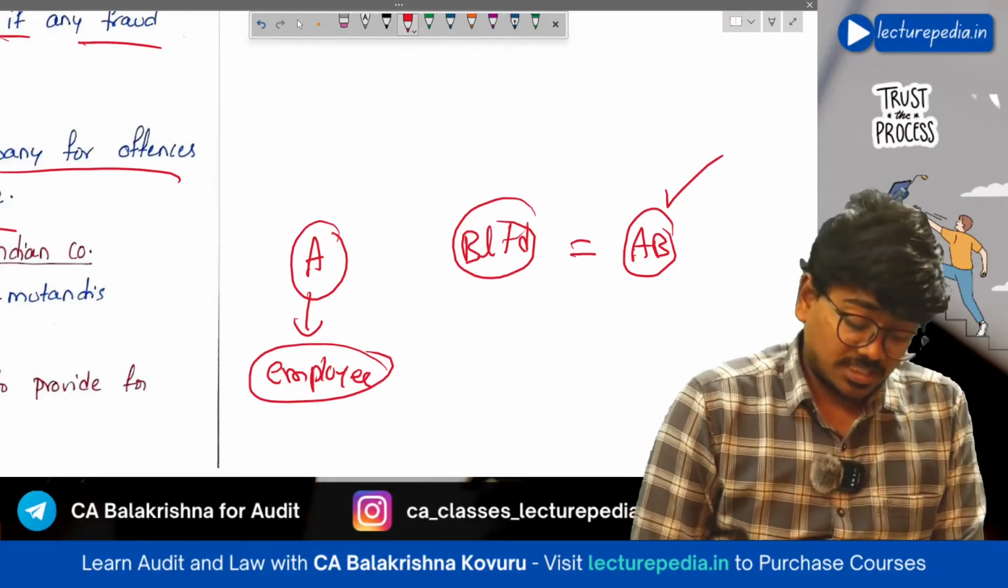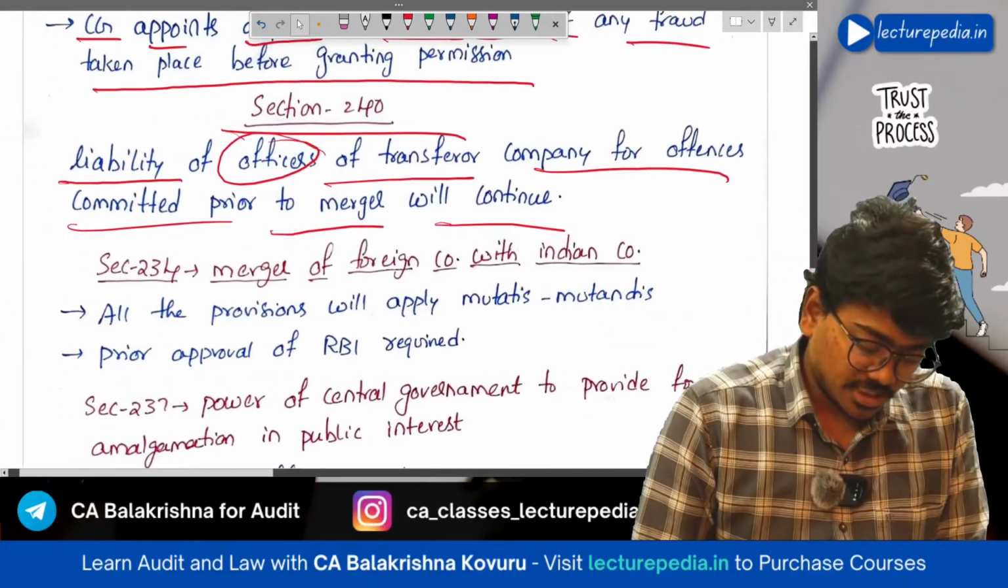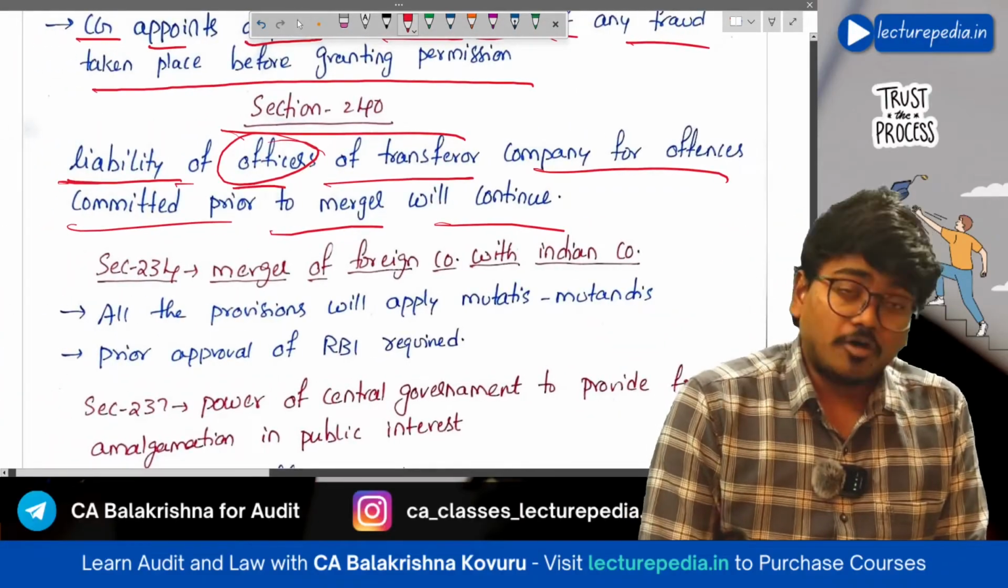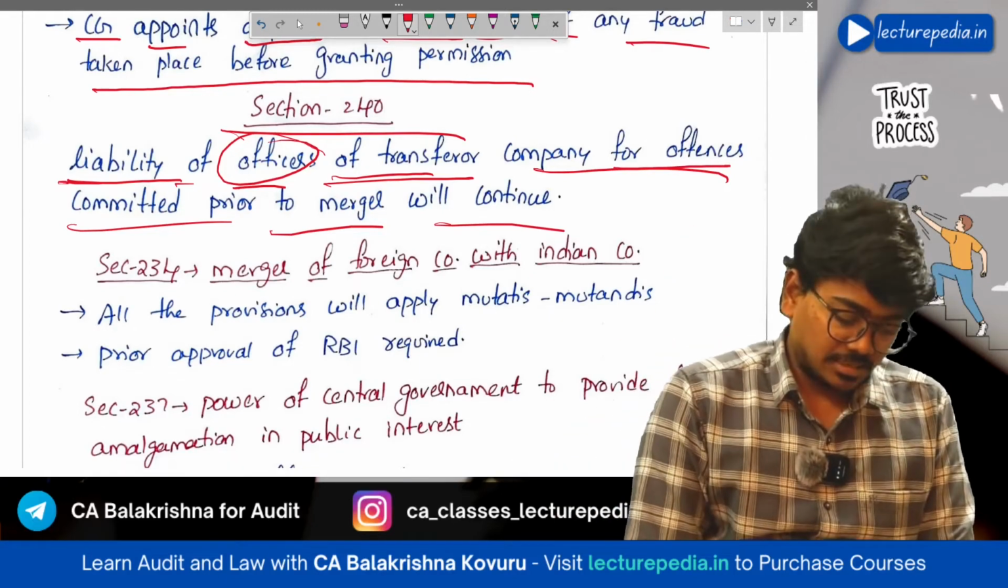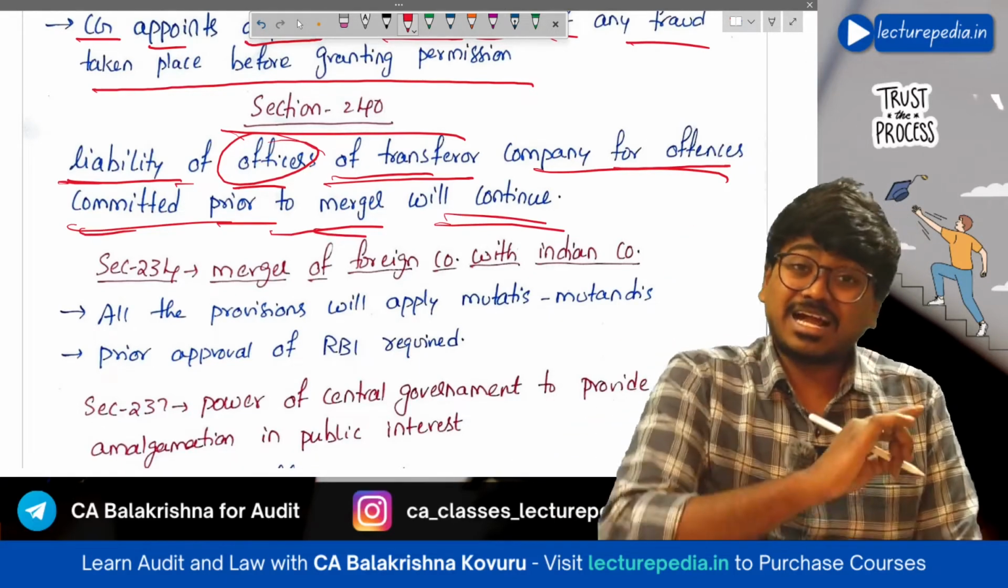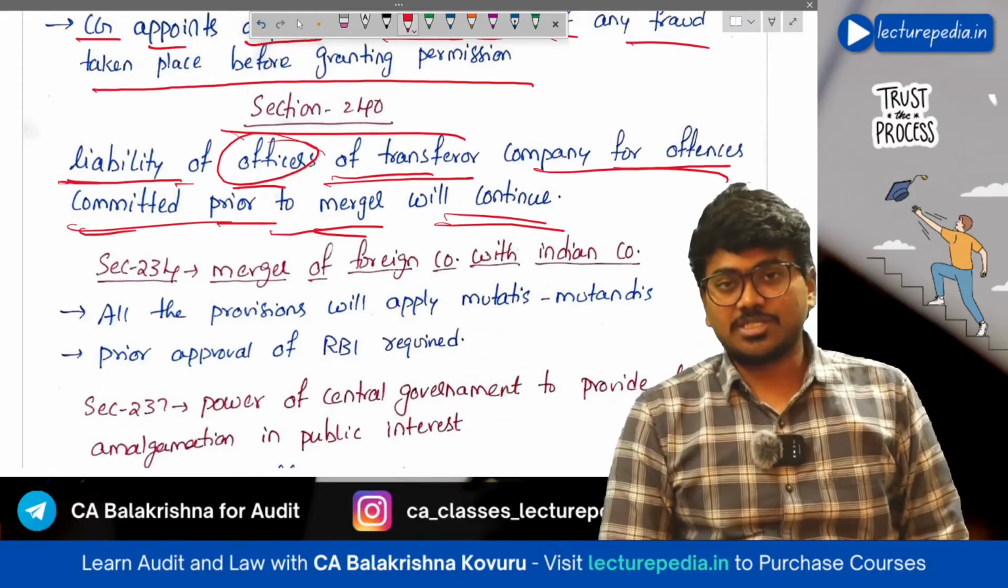Now, in this situation, this employee will be responsible. As per section number 240, liability of officers of transferor companies for offences committed prior to merger will continue. Their liability will not extinguish.